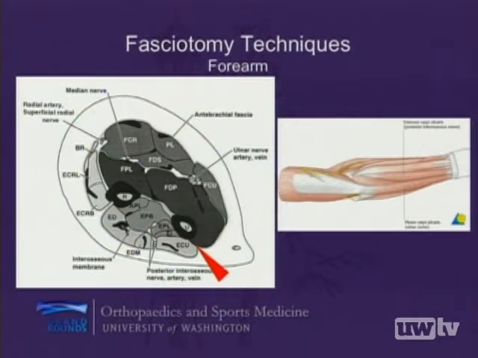The standard approach to the ulna between the extensor and flexor compartments allows dorsal compartment decompression if necessary, and at the end of it, full release of forearm compartments and the ability to perform ORIF of both the radius and ulna have all been satisfied.